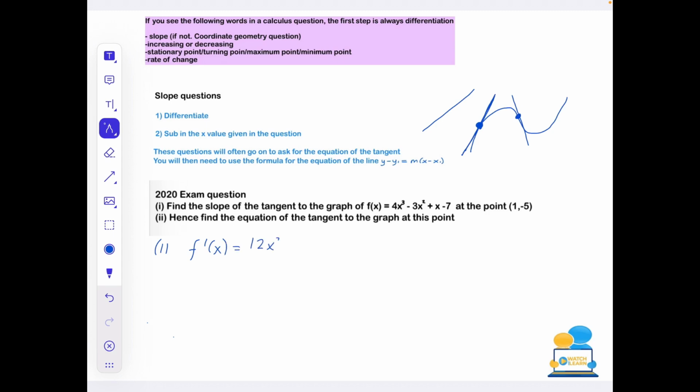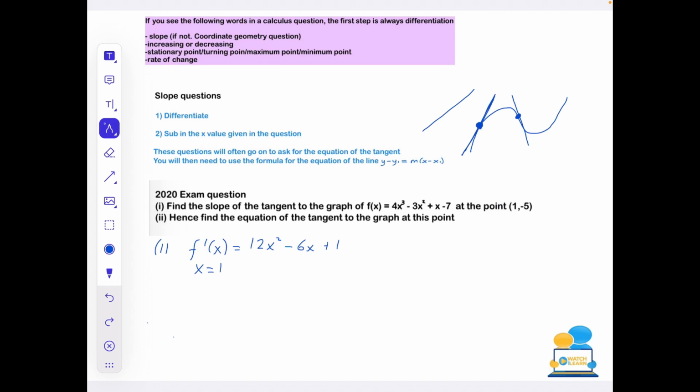This is just differentiating the polynomial. So when I differentiate 4x cubed, I get 12x squared. When I differentiate minus 3x squared, I get minus 6x. When I differentiate x, I get plus 1. That's my differentiated equation.